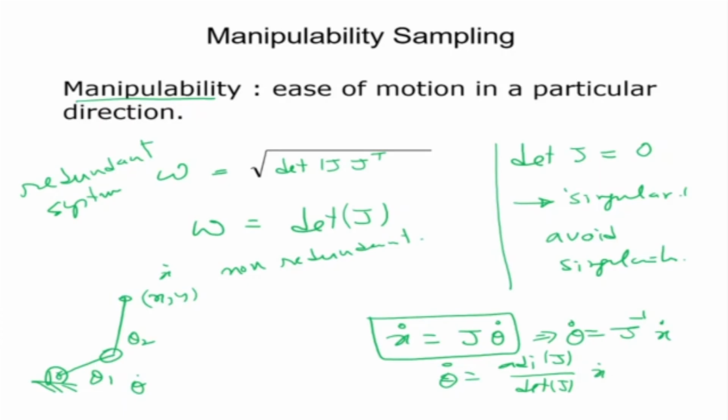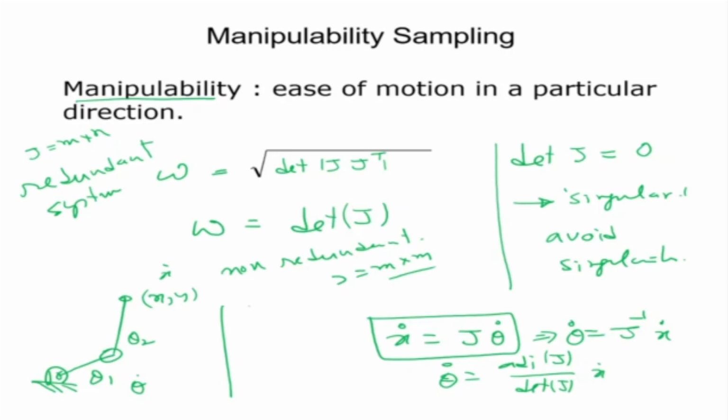Why are they different? Because in the case of redundant manipulators, J is non-square, it is m into n. So if you multiply J into J transpose, it becomes a square matrix. Then you can take the determinant and find its square root. Whereas in the case of a non-redundant system, J is a square matrix, m into m, so there's no problem. It is just the determinant of J. This is a measure which indicates the ease of motion in a particular direction.